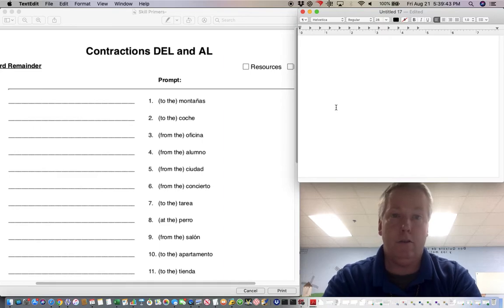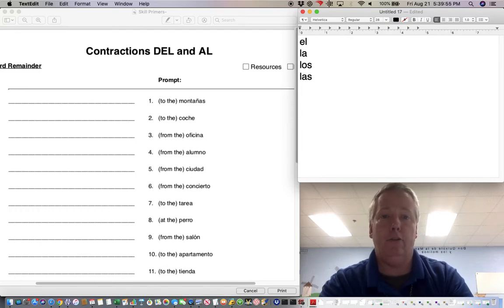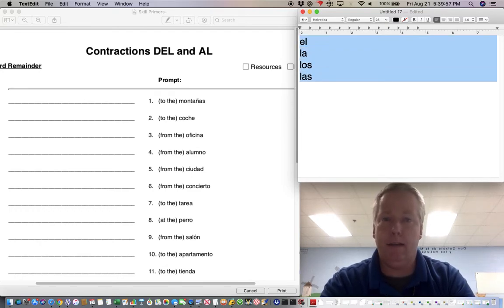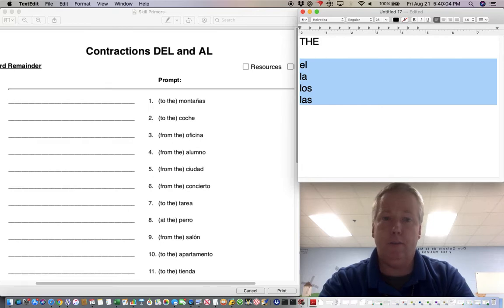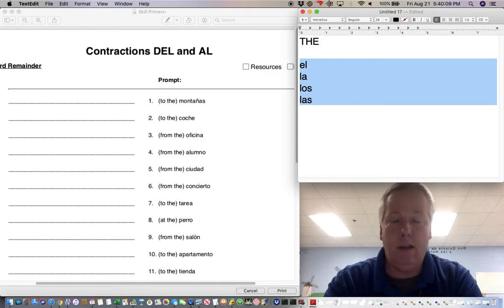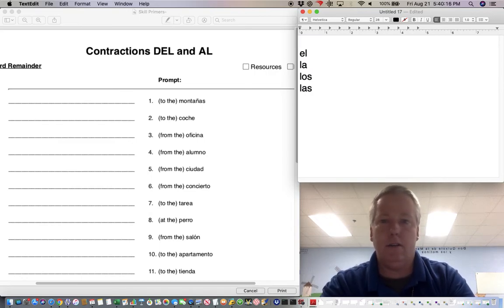The first thing you need to understand about this skill is that if you don't know how to say el, la, los, and las, if you don't know the difference between these or how to choose which one of these is appropriate in a sentence when you say the word the, these words mean the. If you don't know the difference between these four and don't know when to use which one, then you need to stop the video and watch the articles video, the video on articles. Okay. Now, this skill is contractions.